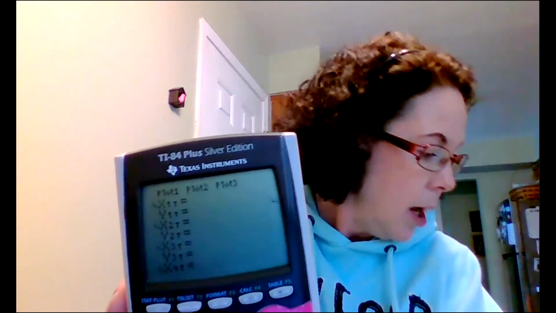Clear out your x1 and your y1, your pair of equations. They're parametric. And for our x equation, we're going to put in 3 cosine of t. So you're going to hit the x button, 3 cosine of t. Again, make sure you're in radian mode. And on your first y1, you are going to put 5 sine of t.